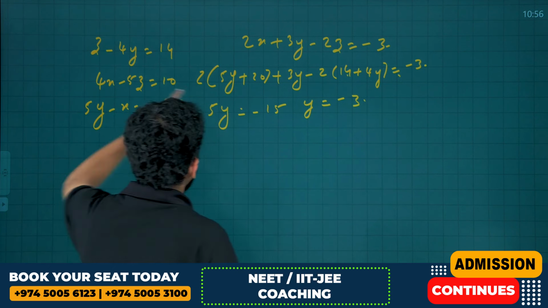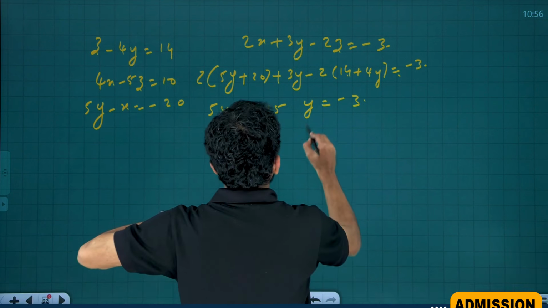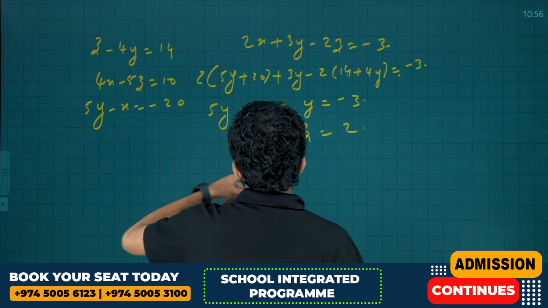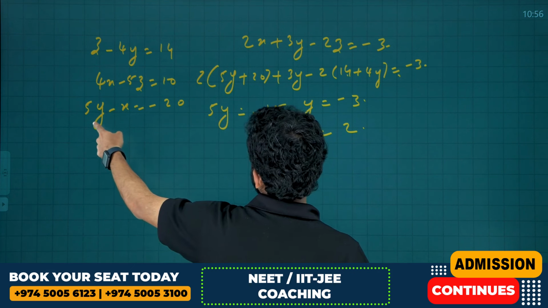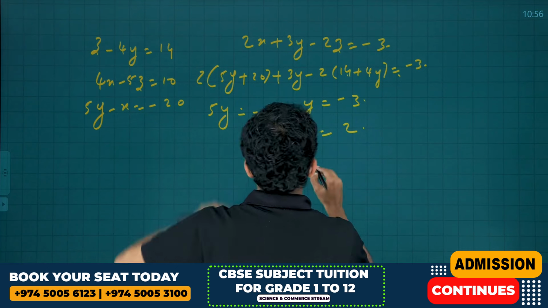And if y is equal to minus 3, if you apply it here, you will get z minus 12 is equal to 14, that is z is equal to 2. And if y is equal to minus 3, apply it here: minus 15 becomes plus 15, that is x is equal to 5.